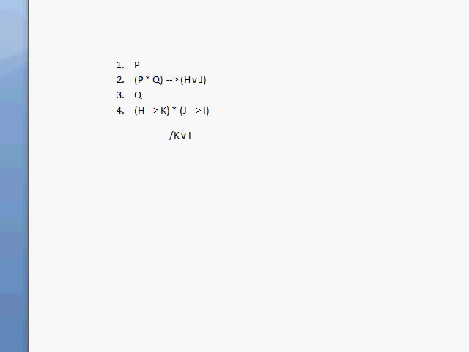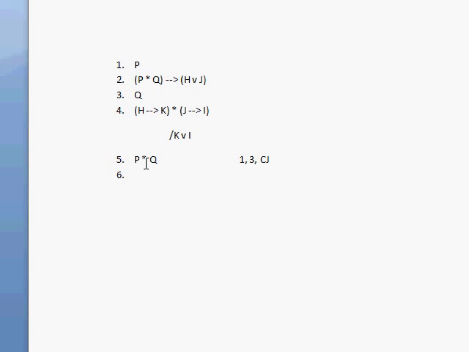So the first thing I want to do is examine the problem and see if we can figure anything out just by looking at it. I see that I have a P by itself and a Q by itself. So I see that I have a conjunction right here, so that gives me an idea that I'm going to need to start with a conjunction. So I'm going to get P and Q, and I'm going to get that through 1, 3, conjunction.